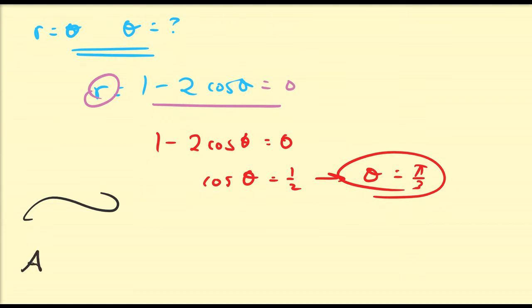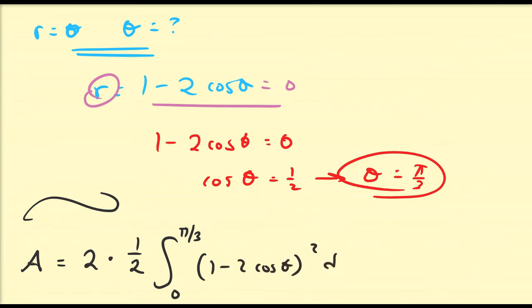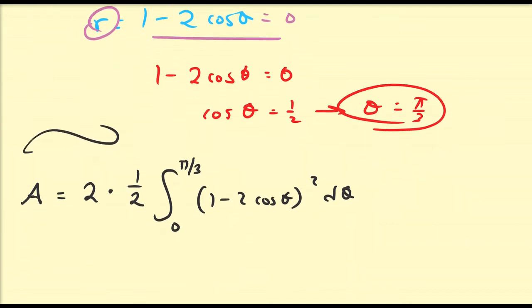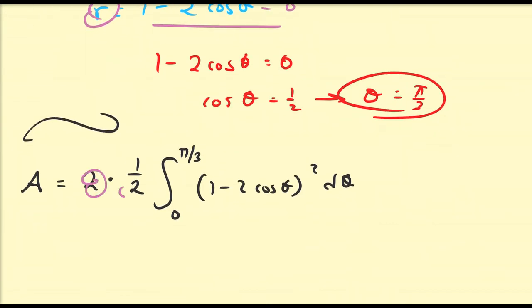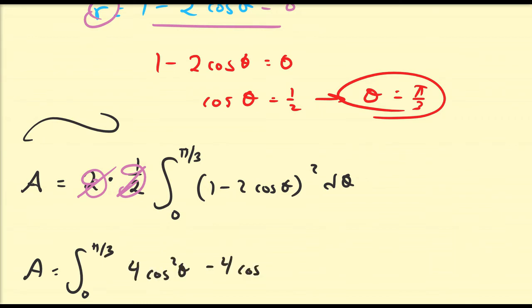That means the area of our region is going to be equal to 2 times the area of that smaller piece, which is 1/2 times the integral from 0 to pi over 3 of the function of interest squared d theta. Clearly this 2 and that half cancel, so everything's great. I'm just going to distribute this out, so I have the integral from 0 to pi over 3 of 4 cosine squared theta minus 4 cosine theta plus 1 d theta.